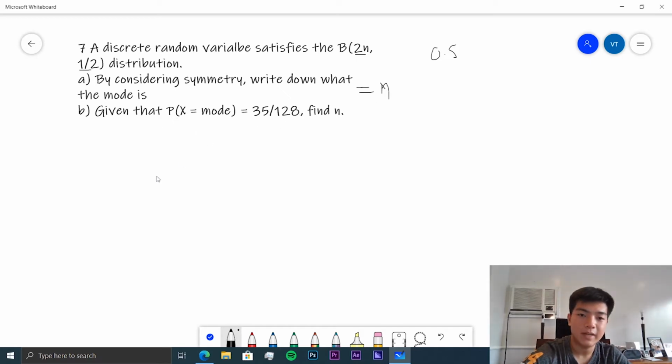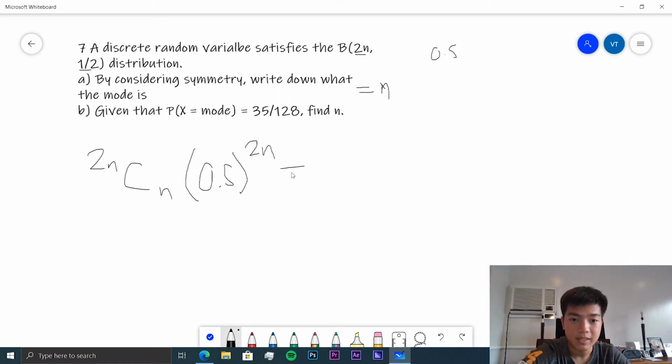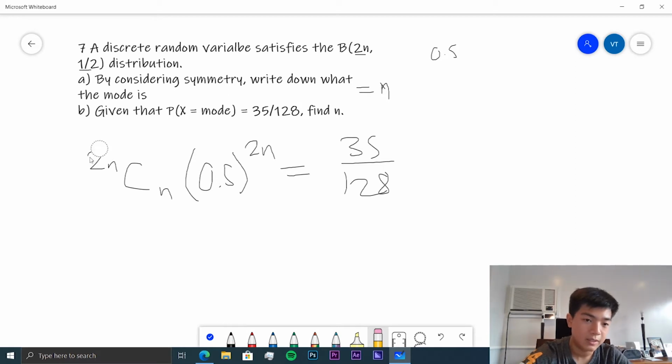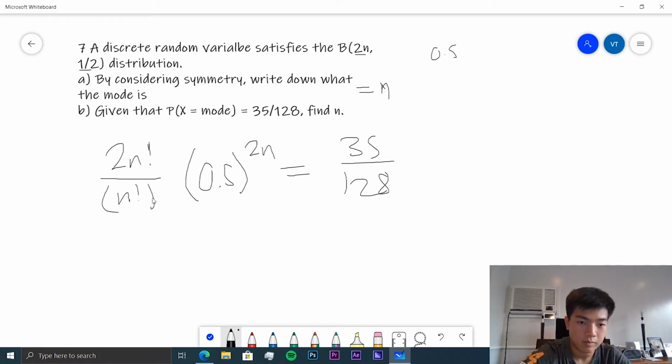So given the probability of x equal to the mode is 35 over 128, find n. So more or less, we have 2n choose n times 0.5 to the power of 2n is equal to 35 over 128. 2n choose n is equal to 2n factorial over n factorial squared. And so the probability that x is equal to the mode is equal to 35 over 128.